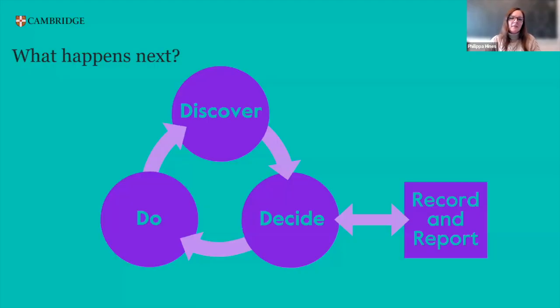Okay, so this is our Cambridge observation cycle. And at the top, you can see discover. And so this is where you'll be observing a child, and perhaps you found something new, maybe a new interest or a skill, or they've achieved a new milestone. But also where you may discover that perhaps there is a learning need or delay with the child. So then you need to decide what you're going to do next.